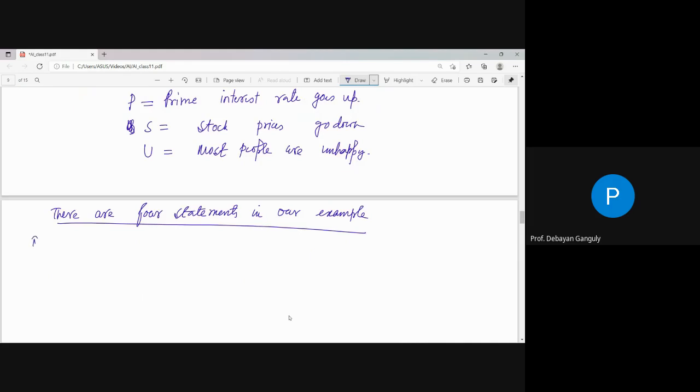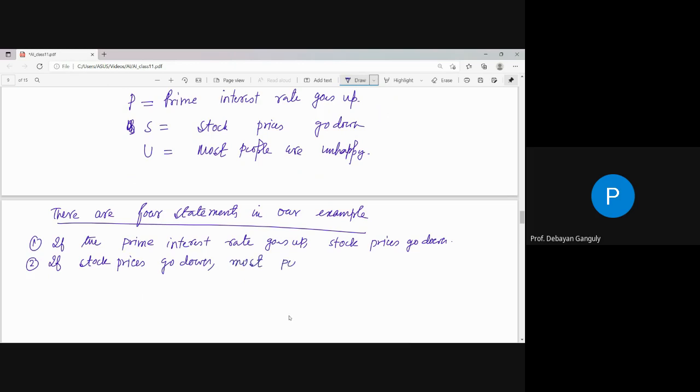What are the statements? The first statement: the prime interest rate goes up, stock prices go down. Second: if stock prices go down, most people are unhappy. Third: the prime interest rate goes up. And the fourth: most people are unhappy.